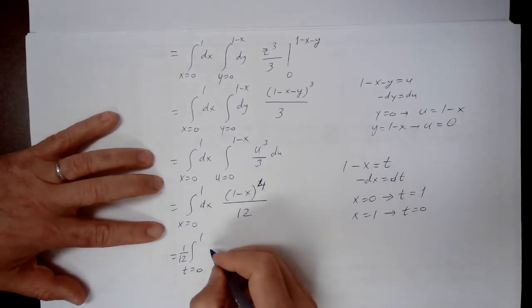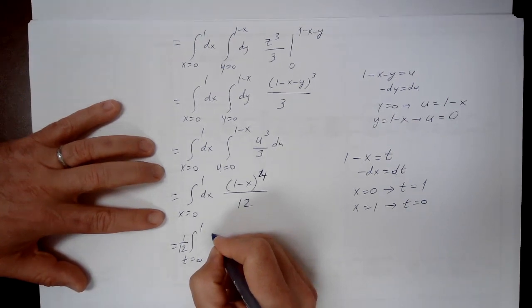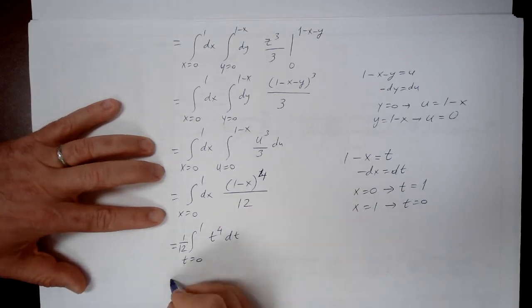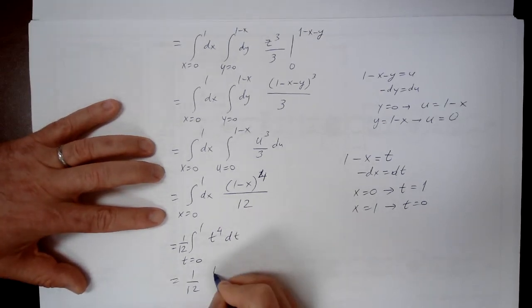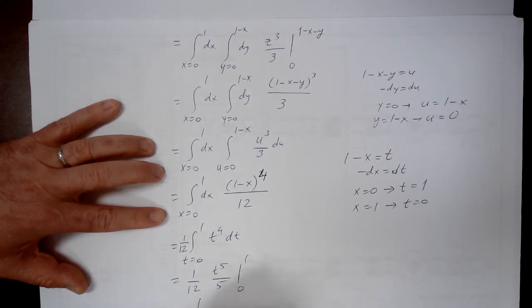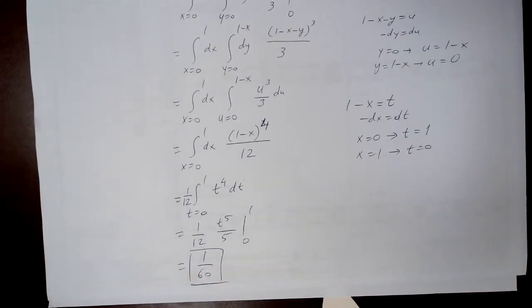t to the fourth dt. What is that? t to the fifth over 5, from 0 to 1, 1 over 5, now 1 over 60. That's what we get. All right, I think that's the solution. I hope you enjoyed it.